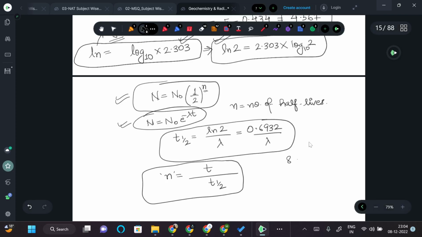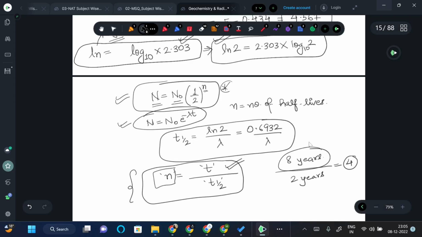Let's say given time is 8 years and T half is 2 years. After every 2 years, it is getting halved. So number of half-lives here would be 4 for a span of 8 years. So remember this also, it sometimes helps. Directly there is some given time and half-life is given. So you can easily calculate n, and then either N naught is given or N is given and the other one is asked.